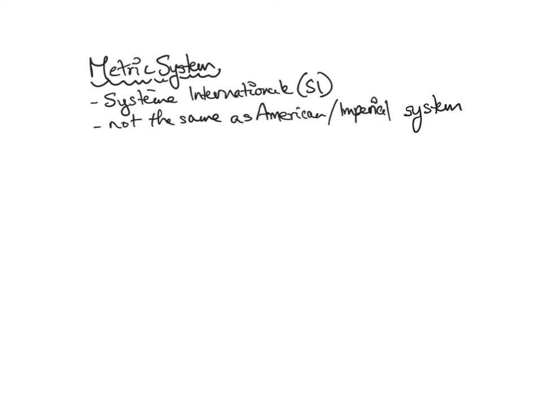So the imperial system, or what's used in the United States, you'd see inches, you'd see feet, you'd see pounds, you'd see miles, you'd see yards. But these are not part of the metric system.